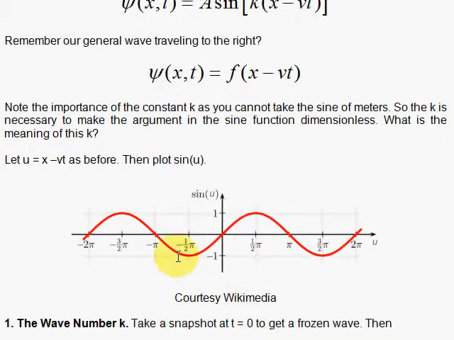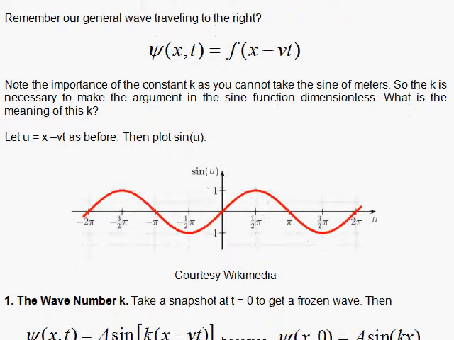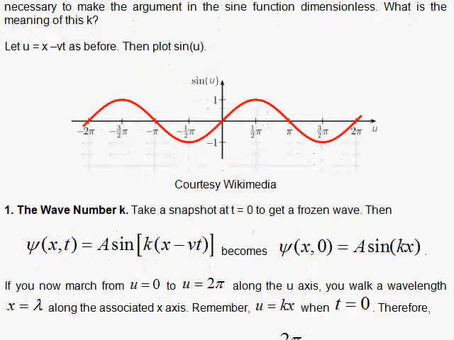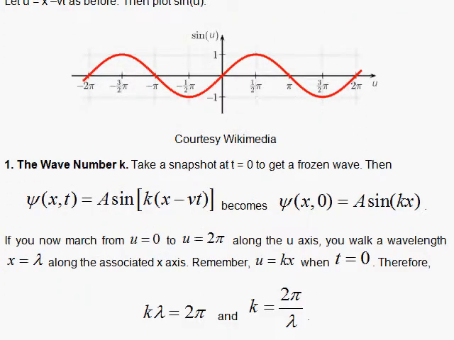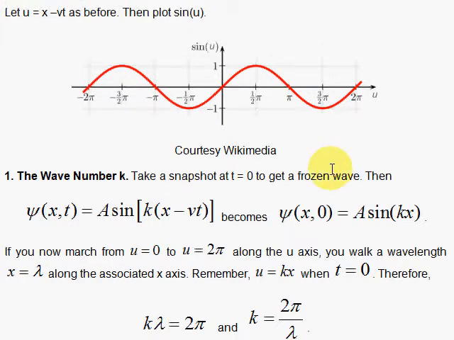So here is the sine function, sine of u, where you have the u argument in radians. So, sine of pi over 2 is 1, sine of pi is 0. And how can I relate that to k? Well, let's see. What we do is we take a snapshot. We say at t equals 0, take a picture. Freeze the wave. It's a photograph. So at t equals 0, I have sine of kx. There it is, sine of kx.